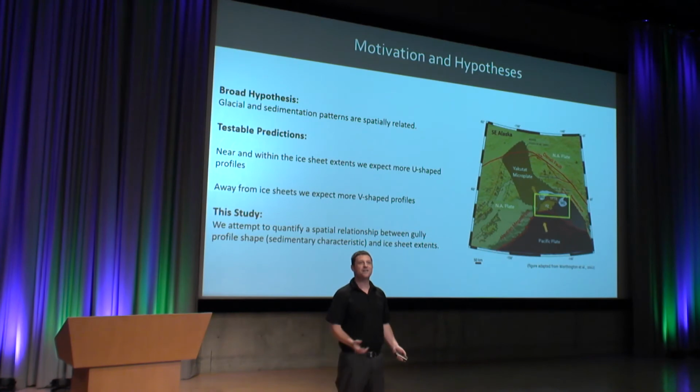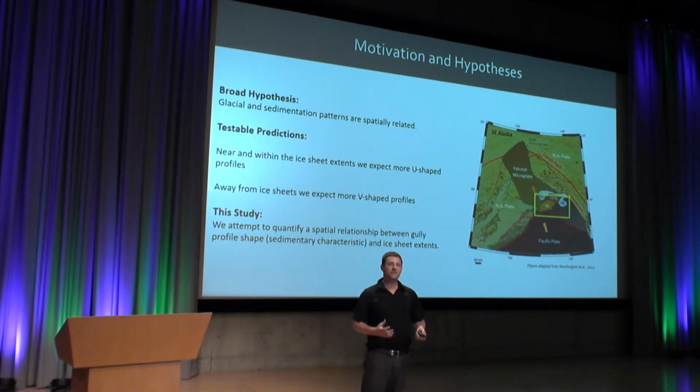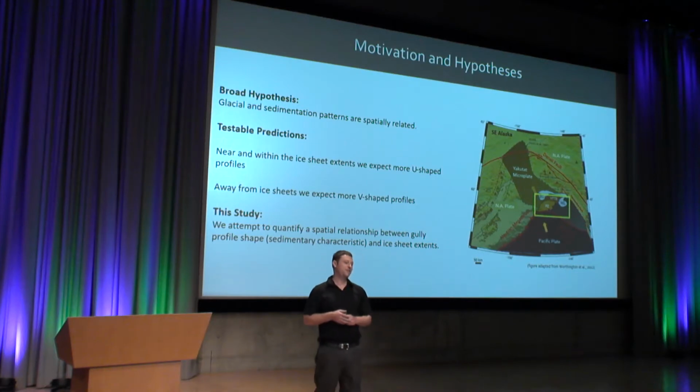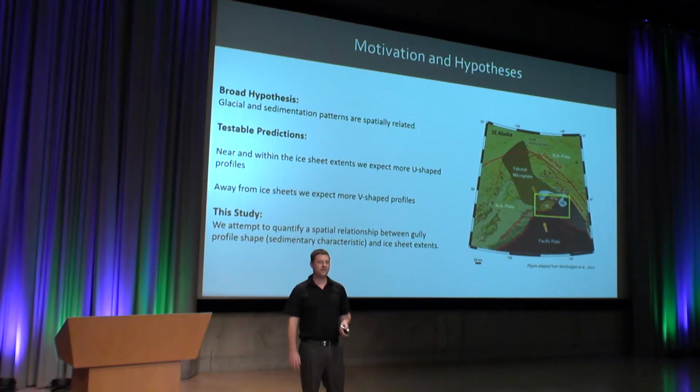is offshore. We generated some testable predictions here that near and within ice sheets, we expect more U-shaped profiles, and away from ice sheets, we expect more V-shaped profiles. We have here the BG and MG, that's Bering Glacier and Malaspina Glacier. These are sort of remnant glaciers from previous ice sheets. What we're doing here is we're trying to quantify the spatial relationship between gully profile shapes and these ice sheet extents.